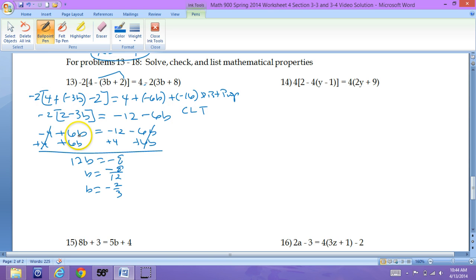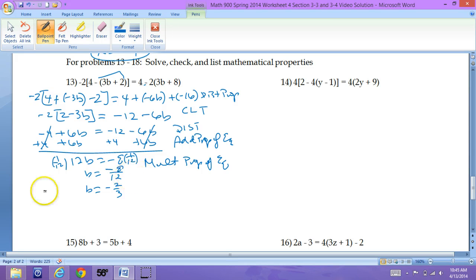And then from this step to this step, we distributed for sure on the left-hand side. And then we used the addition property of equations. And then we used the multiplication property of equations right here. And I didn't spell it out because at this point we should be able to move more smoothly through equations. But I multiplied both sides by 1 over 12, which is the reciprocal of the coefficient of our variable. And then I just simplify, and you don't have to write simplify. But now we have to check.